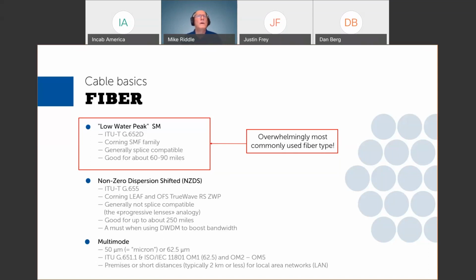62.5 was very commonly used in the United States, but not so much outside of the United States for a long time. 50 micron was more widely used outside of the United States, and these days we're starting to see more 50 micron fiber used in the United States when it's used. But in our plant, 99% of the fiber that we use is the low water peak single mode fiber.